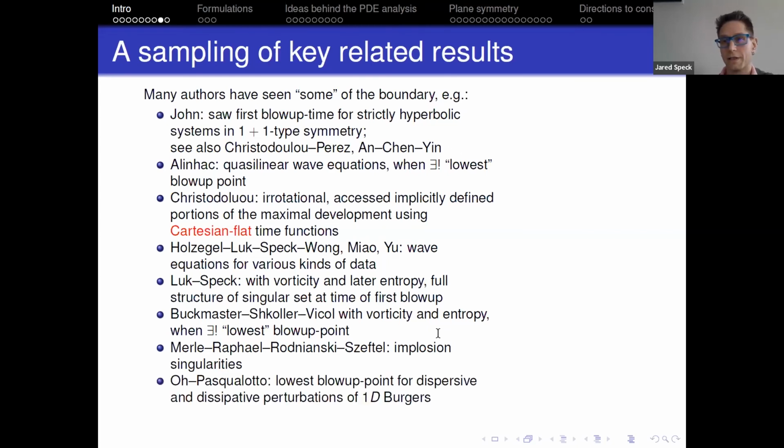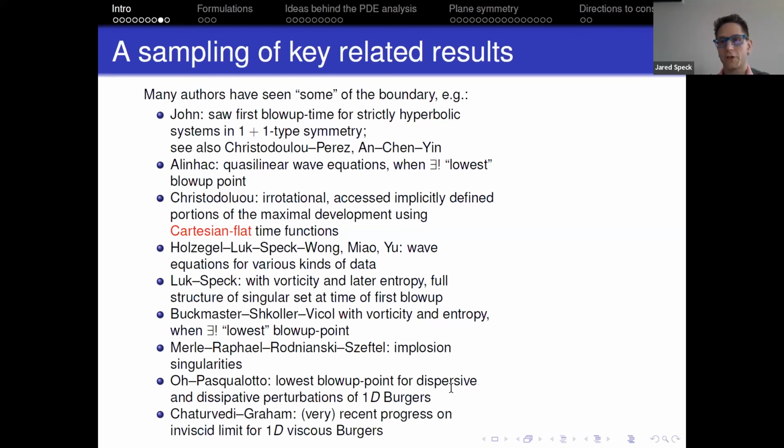I also want to mention that this framework has been applied in other situations in 1D where you have viscosity. Owen Pasqualotto understood the time of first blow-up for dispersive and dissipative perturbations of 1D Burgers. So this is a relatively recent paper within the last year or so.